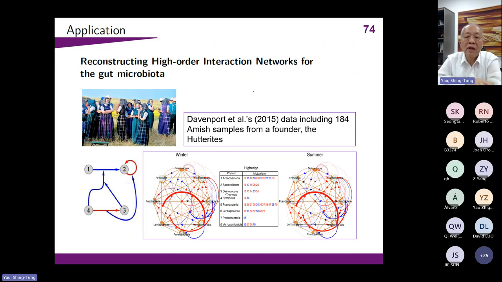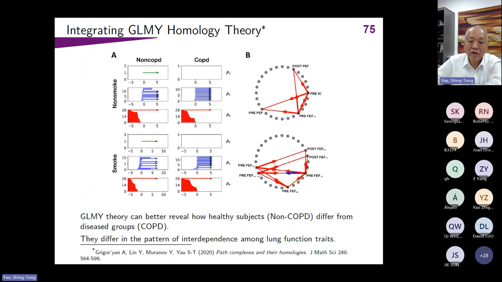So here's a picture from 2015 data, including 184 samples from the founder. And this gives rise to a very interesting directed graph, which is written down here. This graph has interesting phenomena that we can use. This is called GMLY theory, representing four authors who invented this graph theory. It's a graph theory for directed graphs with cohomology, which we can use to reveal how healthy subjects differ from disease groups. They differ in the pattern of interdependency among lung function traits in here. This paper is described here at the bottom.